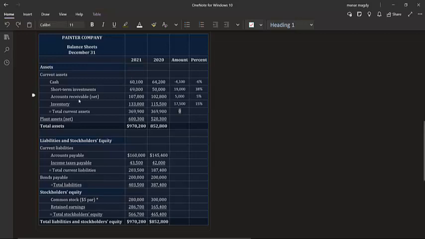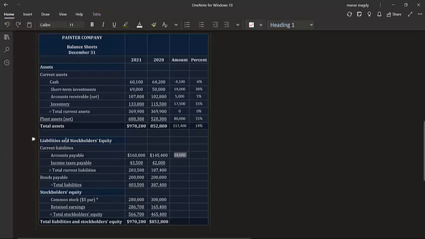Okay, so as you can see here, they maintain the same amount of total current assets from year to year, so it led to a zero amount of change in total current assets. However, the plant assets increased from 520,000 to 600,000, so it increased by 80,000. And if you divide this 80,000 by the 520,000, it will lead to a 15% change. So the total amount of assets increased from 2020 to 2021 by 117,400, and this amount represents 14% of change, or 14% of increase.